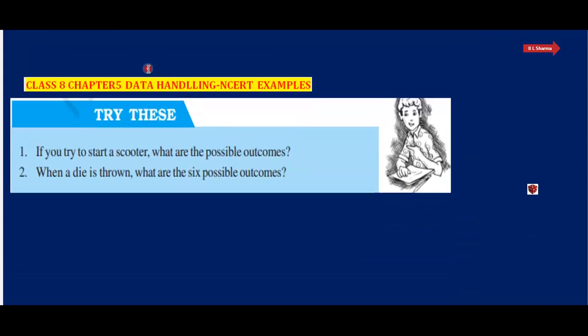So here is the example on your screen. Try this. If you try to start a scooter, what are the possible outcomes? आप अपने स्कूटर को स्टार्ट करना चाहते हैं, उसके लिए क्या पॉसिबल आउटकम्स होगा? देखिए, there will be only two possible outcomes. First, it will start, number one. And second, cannot start.